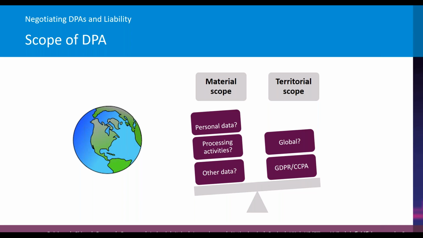So one example would be the NIS Directive in Europe, which is Europe's cybersecurity law, and that regulates the processing of all data if you're within the scope of the NIS Directive. And so you might need to think about making sure that the security requirements that you're imposing on your vendors extend beyond just personal data. So that's one example there.